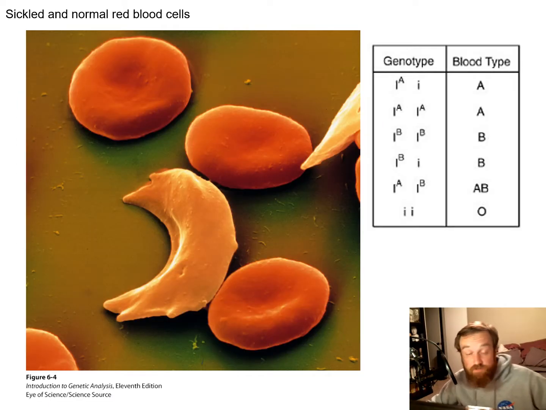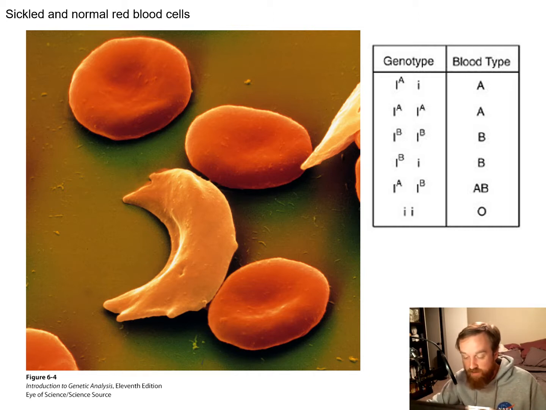Another derivation from that Mendelian pattern of inheritance is codominance. And so codominance is when both alleles of a heterozygote are expressed. A good example of this is blood type. The different combinations of the three alleles from blood type lead to 4 different blood types.